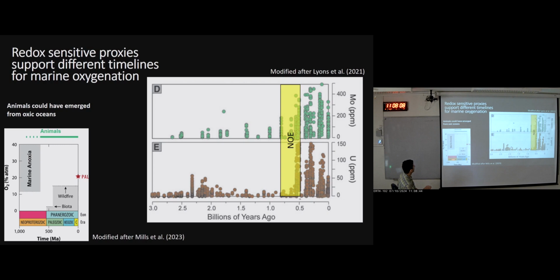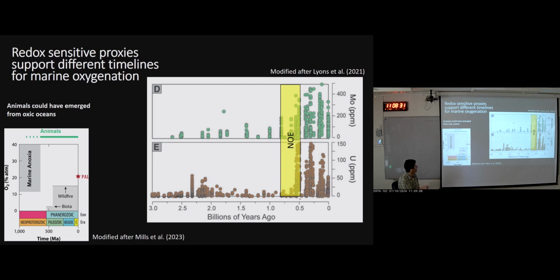In the plot here, what you will see is basically there's a bunch of constraints on the levels of oxygen. So we know that according to these records, marine anoxia was sustained until the end of the Proterozoic, and then the oceans could have been oxic.